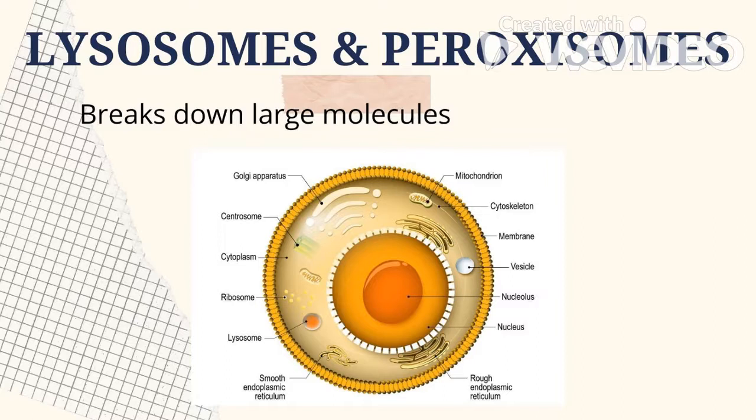Now for the lysosomes and the peroxisomes. Both of these are essentially bags of enzymes. Lysosomes contain enzymes that break down the large molecules, including old parts of the cells and foreign materials, while the peroxisomes contain enzymes that destroy the toxic materials, including peroxide.